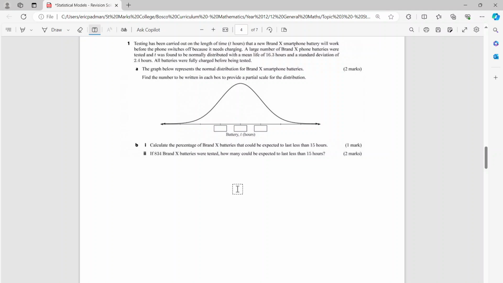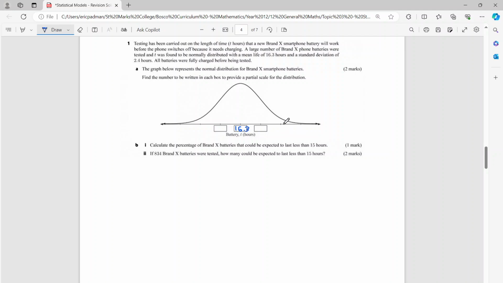Testing has been carried out. A smartphone battery will work up to 2 hours because it needs charging. The mean life of that, using that, all batteries are fully charged before testing. All right. Okay. So battery hours 16. Squeeze that in there.